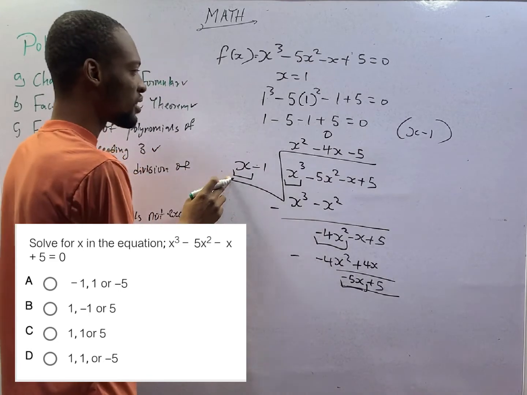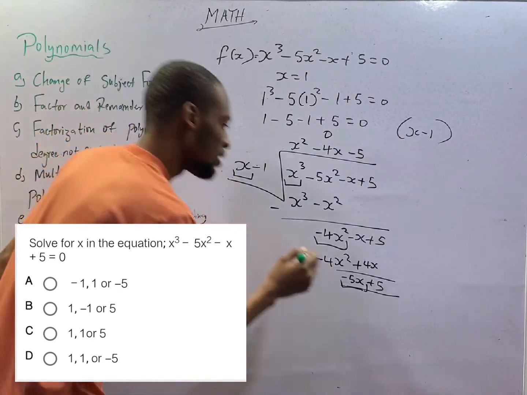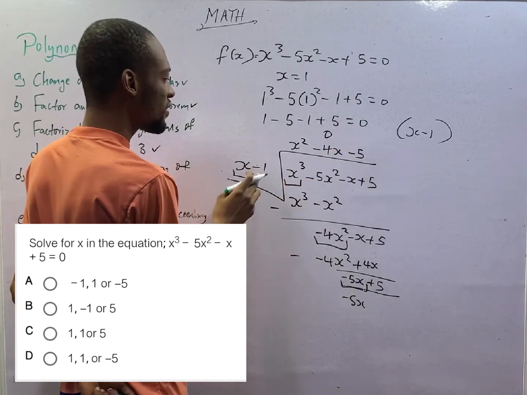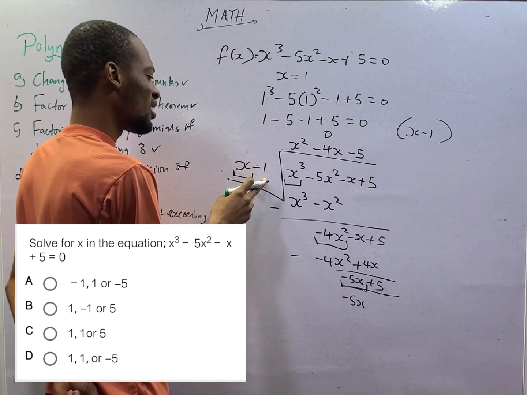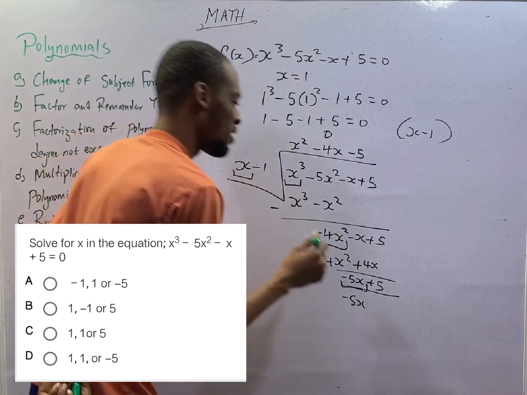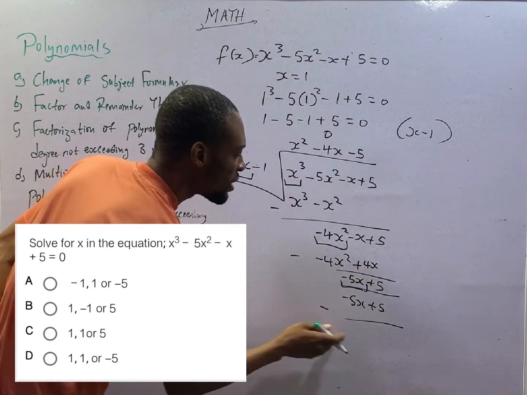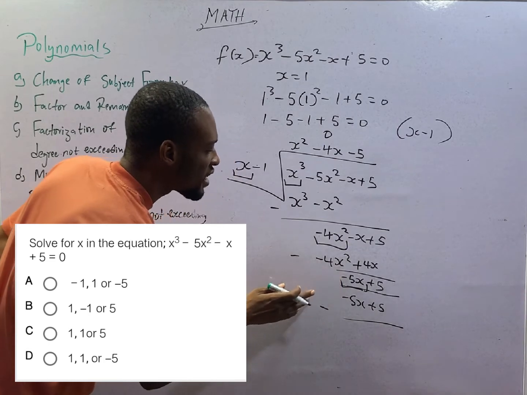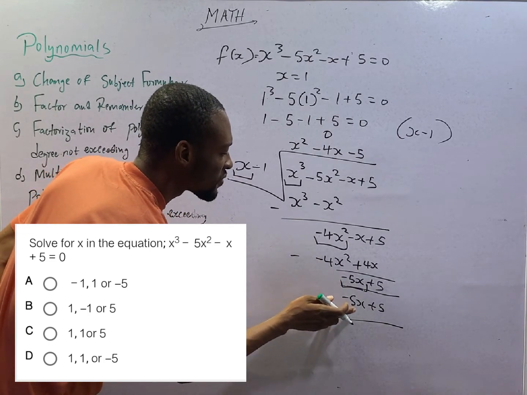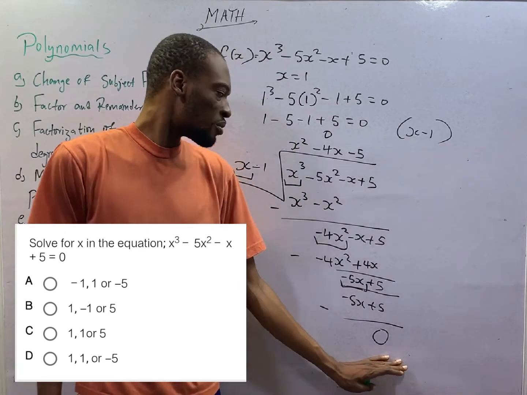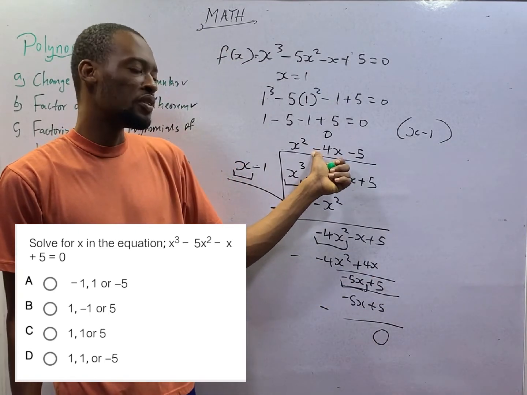Minus 5 times s is minus 5s. Minus 5 times minus 1 is plus 5. When you subtract, 5 minus 5 is 0. Minus 5s minus 5s is 0. So the remainder is 0. Since the remainder is 0, this is a factor of the polynomial.